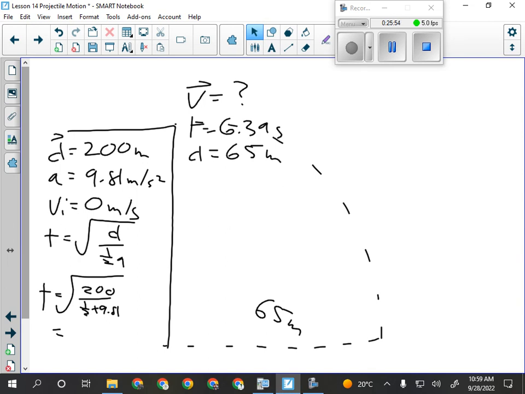Okay, so those are horizontally projected projectiles. The same would be true if something just rolled off a table or something like that. Any of those types of questions where there's no vertical component at the start, where the object is not moving vertically at the beginning, is a horizontally projected projectile.